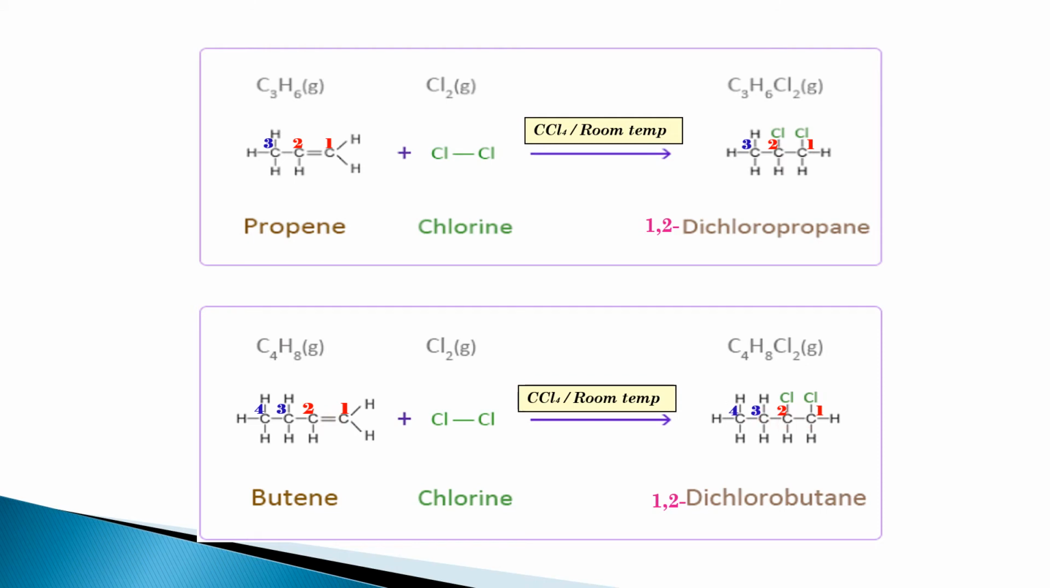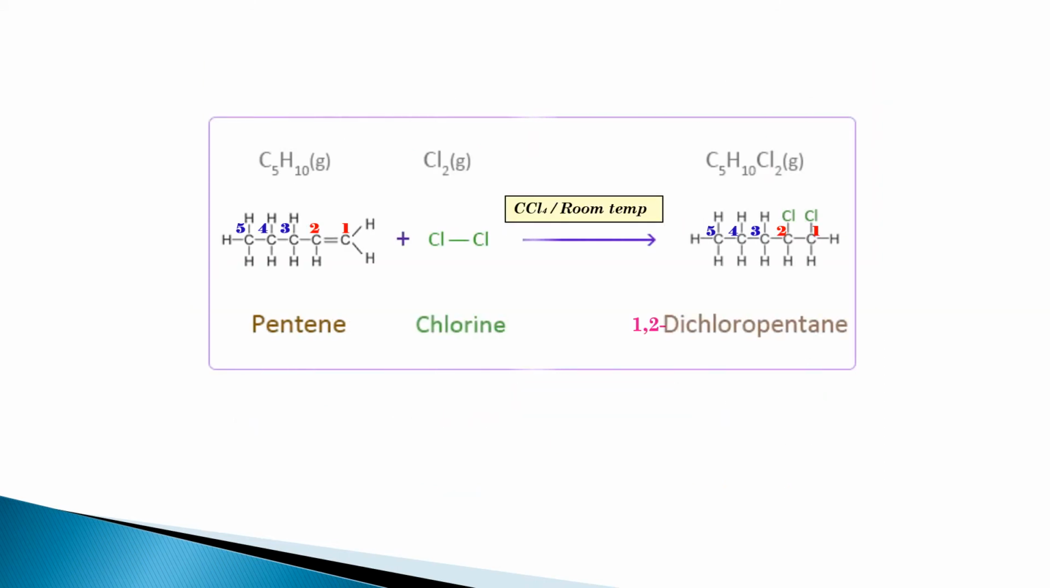Then pentene, pent-1-ene म्हटलेलं आहे, here position of its double bond is in between carbon atom 1 and 2, so it is a pent-1-ene. It reacts with Cl2 in presence of CCl4 at room temperature, then it gives 1,2-dichloropentane, in which Cl2 is added across the carbon-carbon double bond, because of which double bond is converted into single bond.